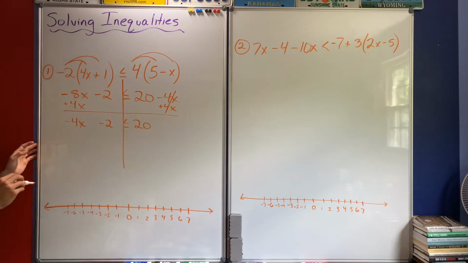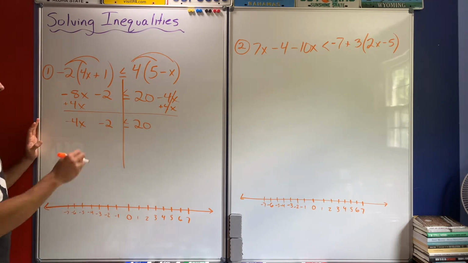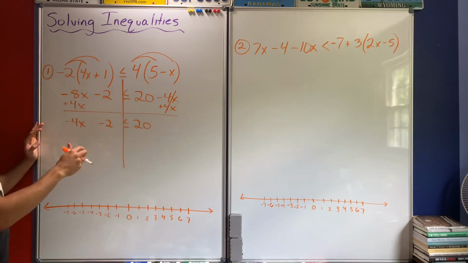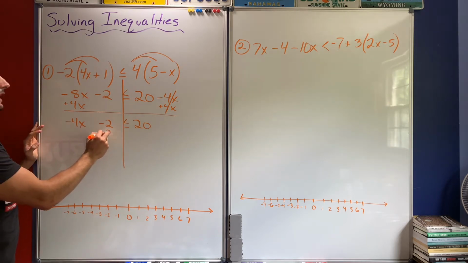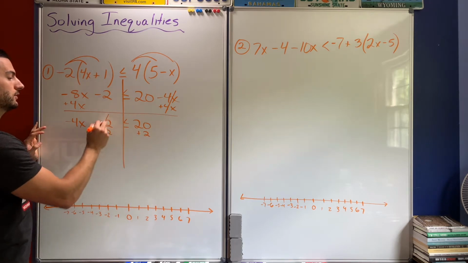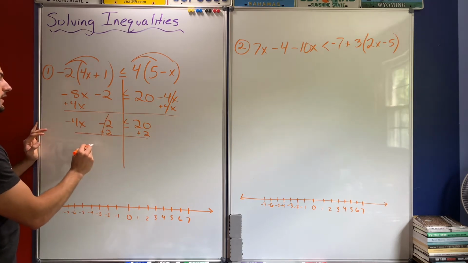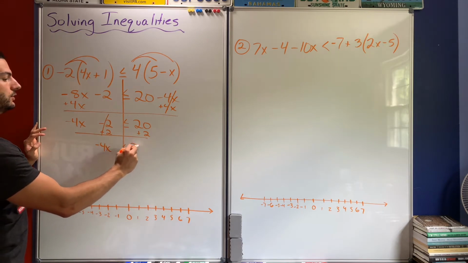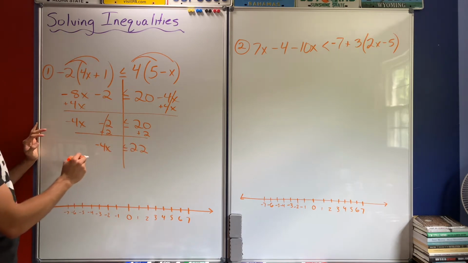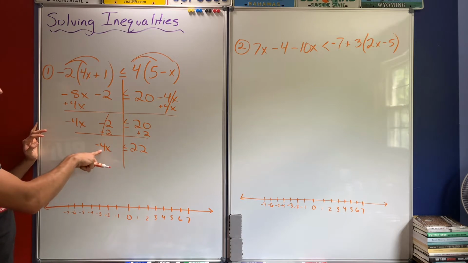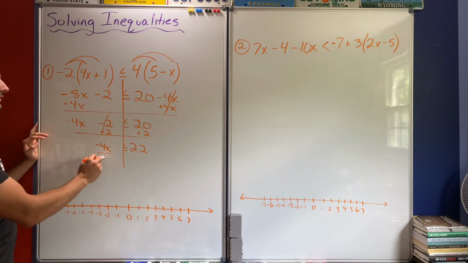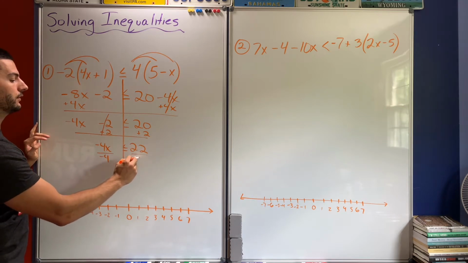Okay, and then I'm going to go from there, right? My x is here, and I'm trying to get that by itself. And so from here, I'm going to add 2 to both sides. I do that, and I have -4x is less than or equal to 22. And then my last step here, this is -4 times x, so I cancel out the multiplication with division. I divide both sides by -4.